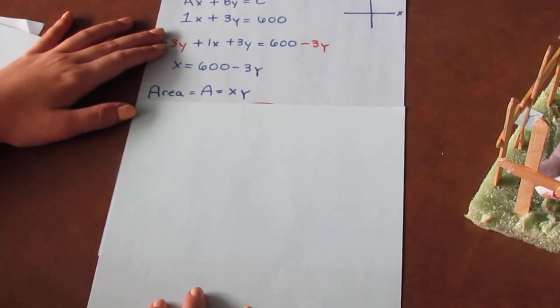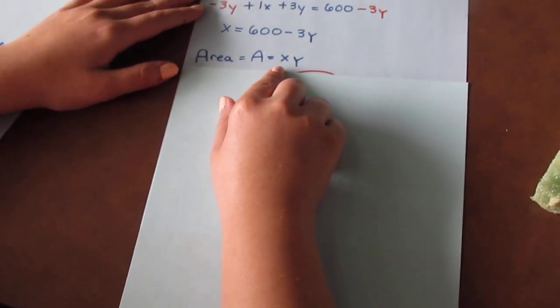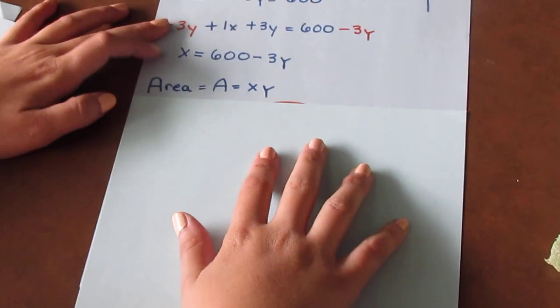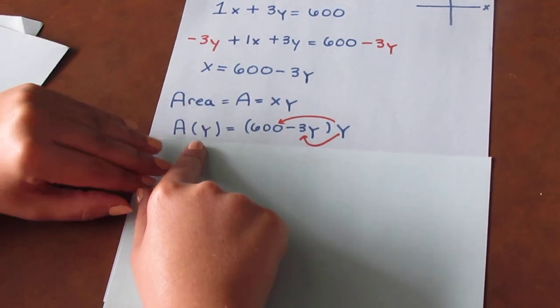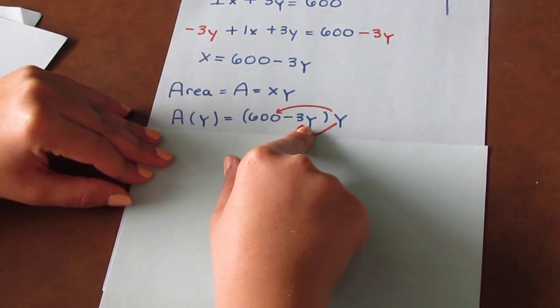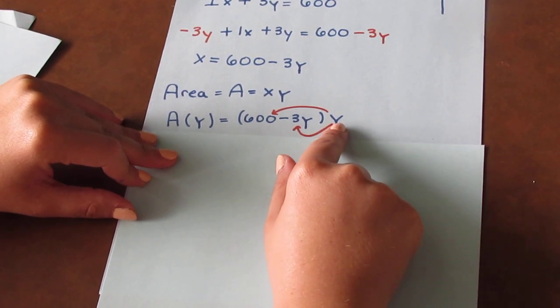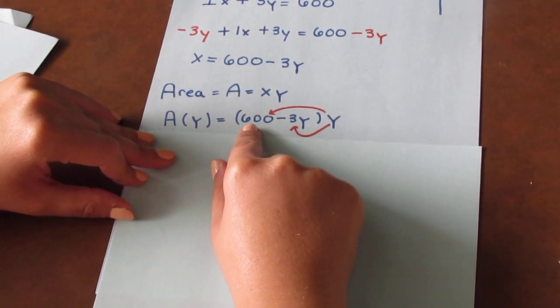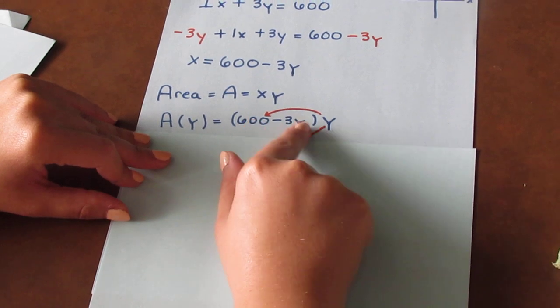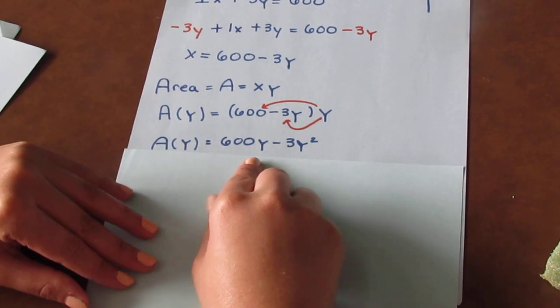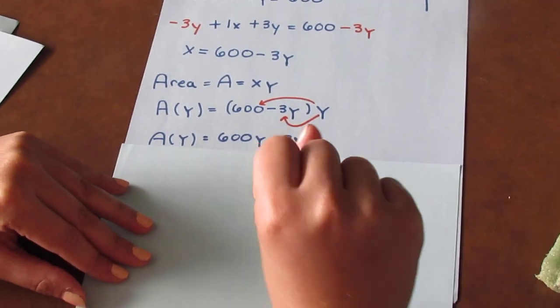So now we have our area equation, A equals x times y, which we already solved for x in terms of y. So we have a function of y equals 600 minus 3y from x times y. So we want to distribute this y into the parentheses to both numbers. So from that, we get 600y minus 3y squared.